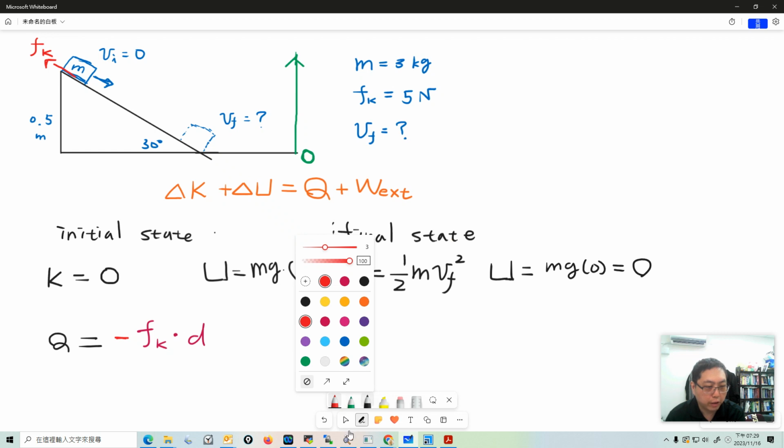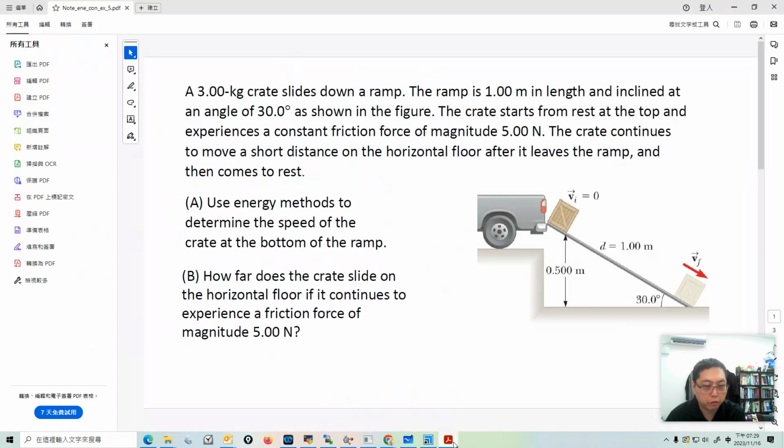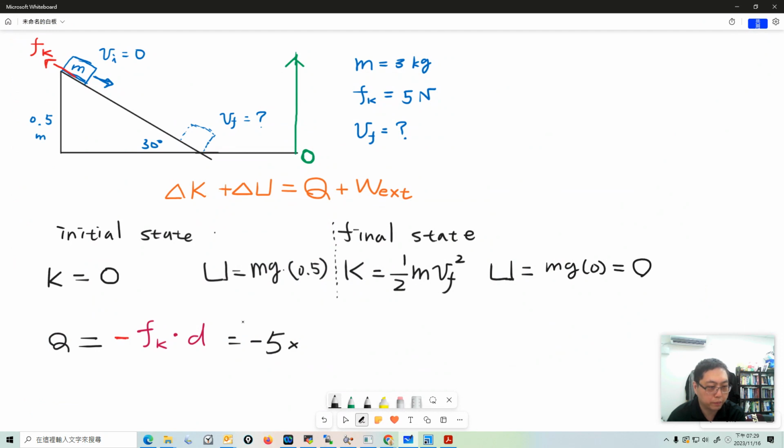So what's the value? The problem is very nice. It already tells you the friction is 5 Newton, so you don't have to calculate it again. And the distance is from the top of the ramp to the bottom of the ramp, and the question already gives you the distance: 1.0 meter. And there's no external force done on the system, so that makes it 0.